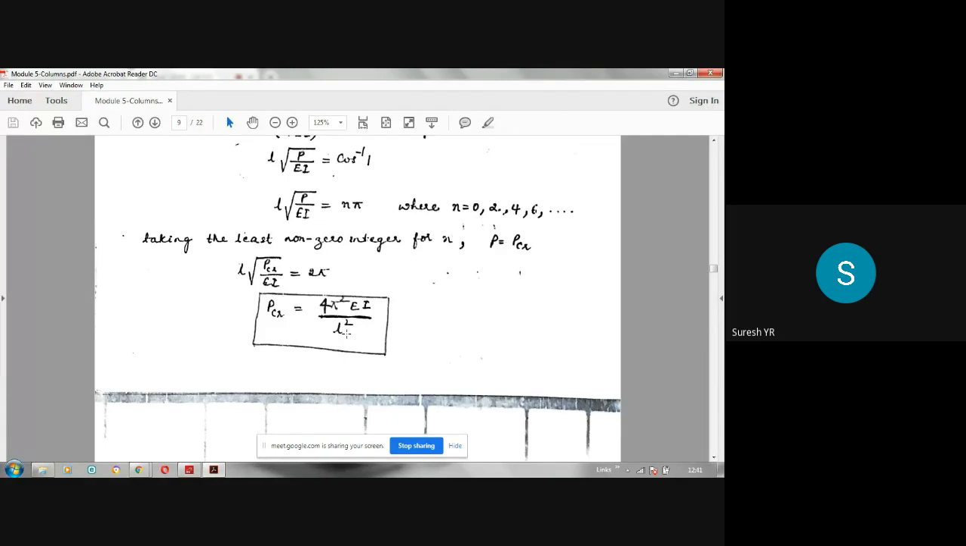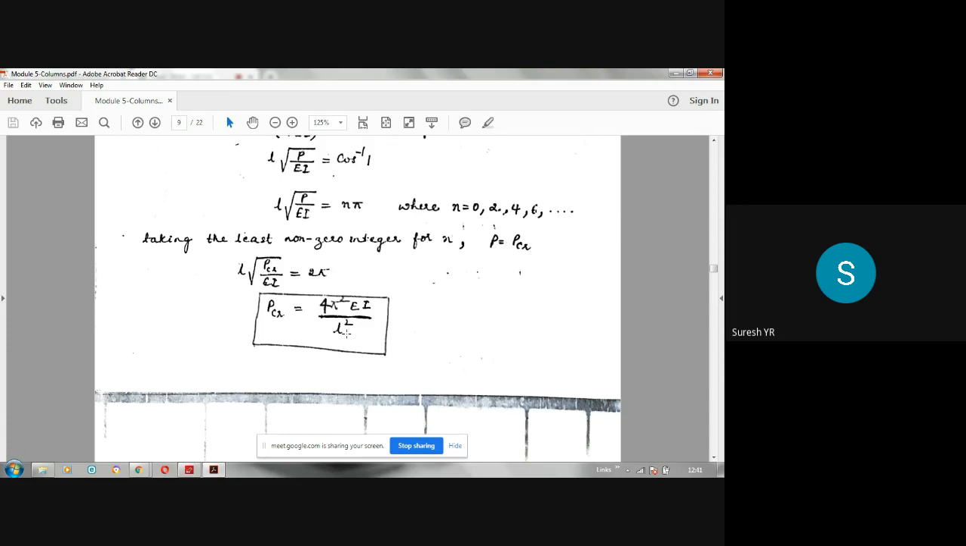If you compare these three formulas, what you can say here is that both ends fixed has got the highest strength, because this is 4 times more than both ends hinged. See here, both ends hinged is 4 times stronger than one end fixed and one end free. And both ends fixed is 4 times stronger than both ends hinged. That means both ends fixed condition is 16 times, 4 into 4, 16 times stronger than one end fixed and one end free.